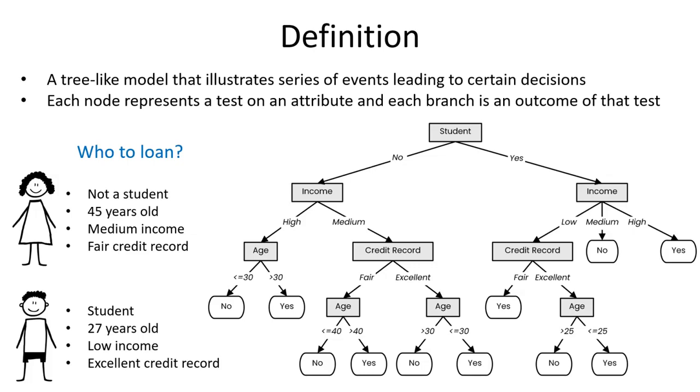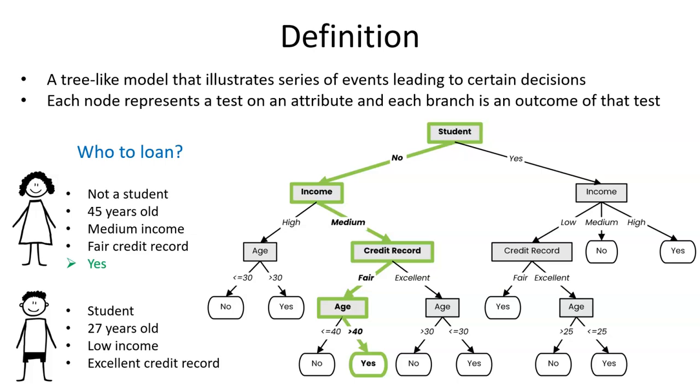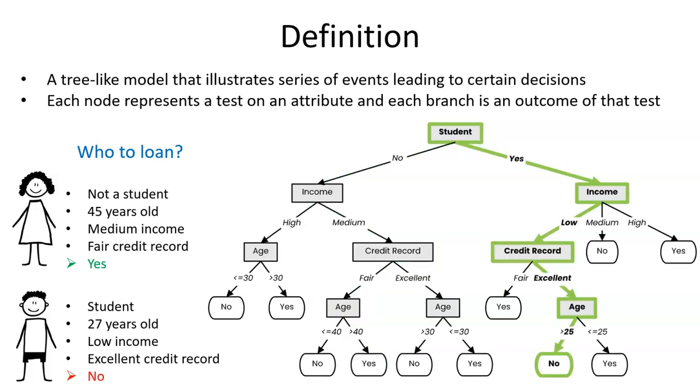Since decision trees can be automated with a computer, it becomes easier for us if we have a lot of data. You can parse through the tree, from student to income to credit record to fair and age, and then you can say yes. The decision is yes for this one.